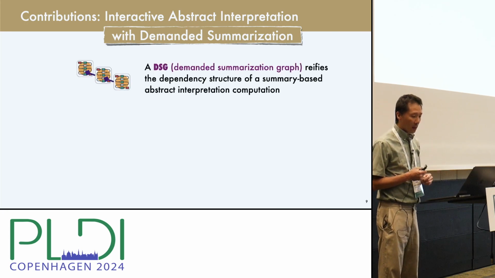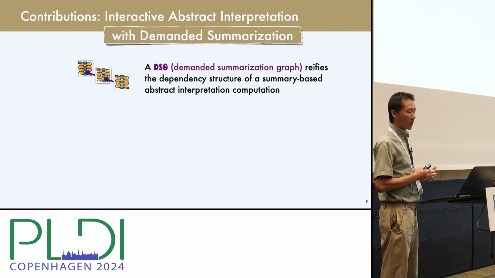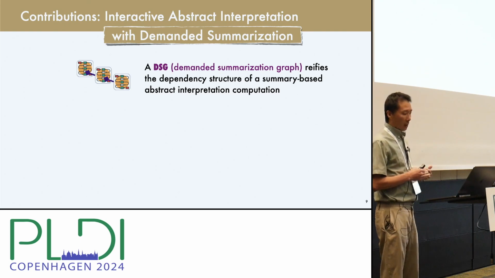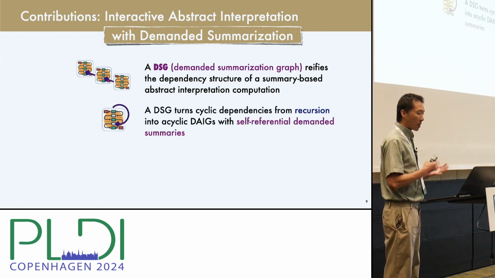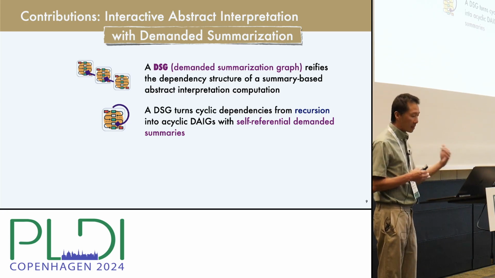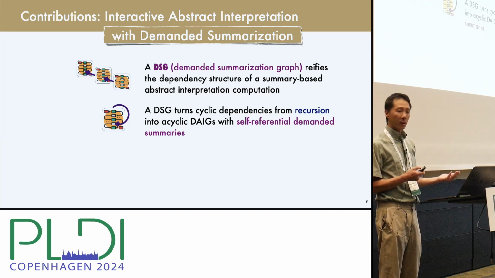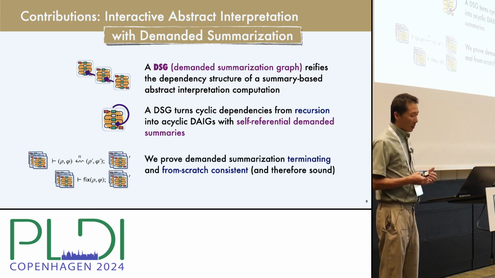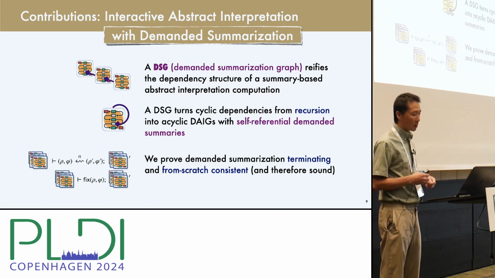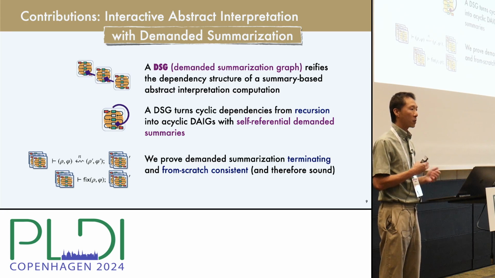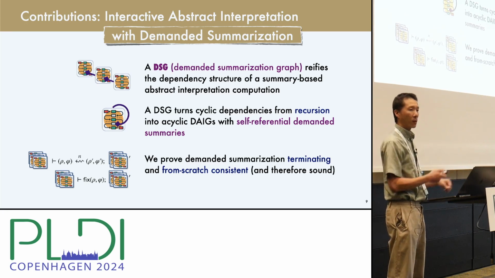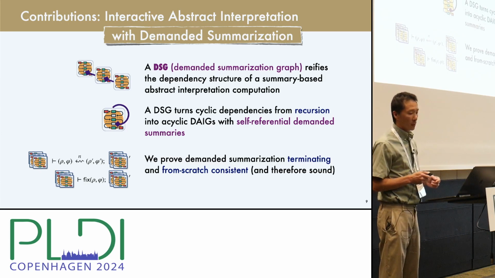So we introduced the idea of a demanded summarization graph that reifies the dependency structure of a summary-based abstract interpretation computation. A DSG turns cyclic dependencies, or what would naturally be cyclic dependencies from recursion, into acyclic DAGs with self-referential demanded summaries, and I'll say what that is. And then we have a careful formalization to prove that demanded summarization is terminating and from scratch consistent, and therefore sound. If it's consistent with the batch analyzer, then a from scratch consistent demanded analyzer would be sound.